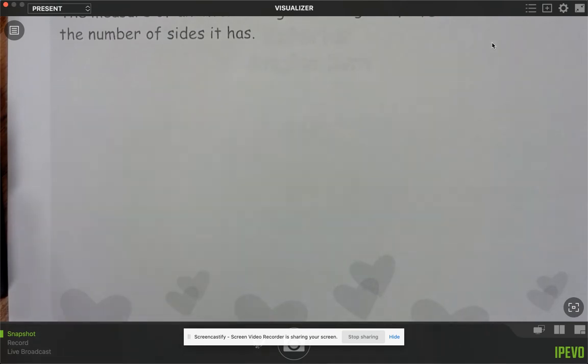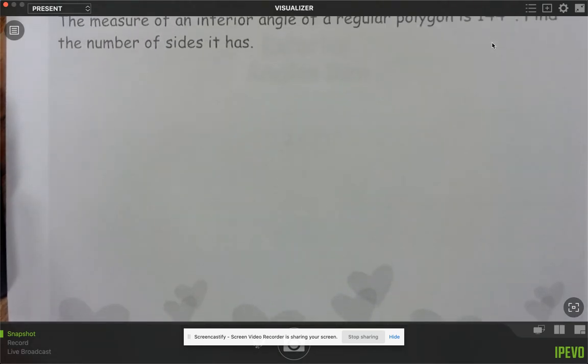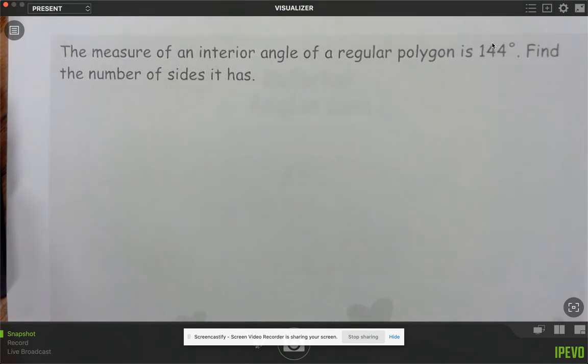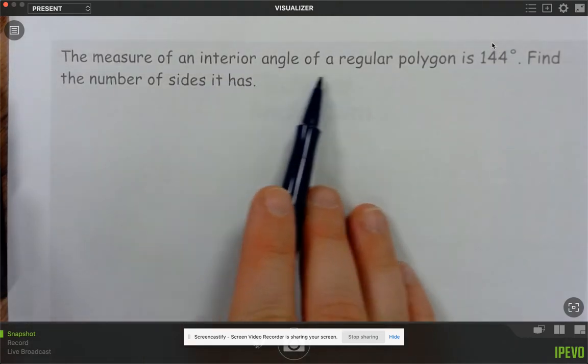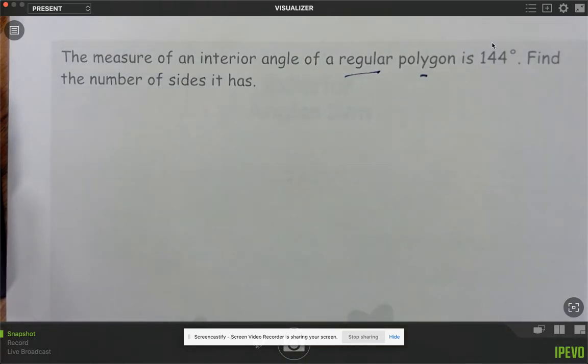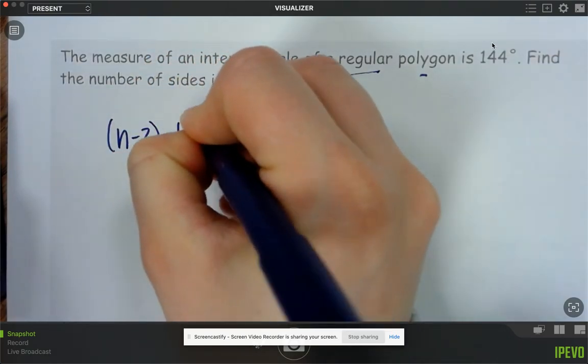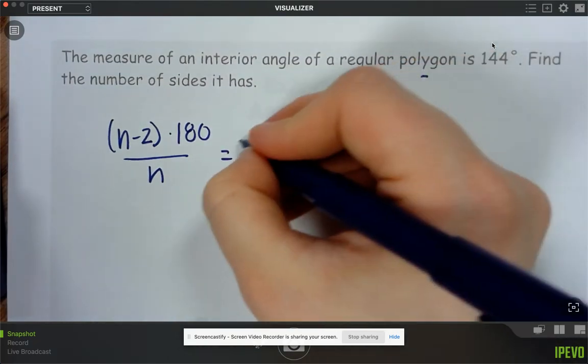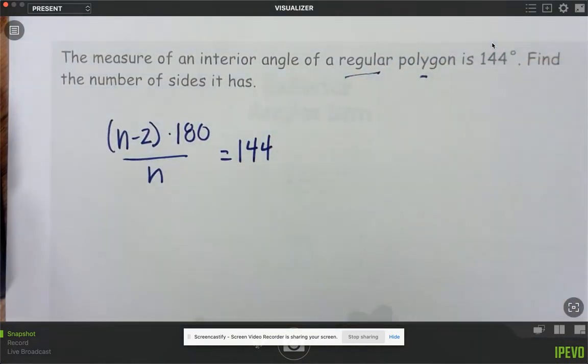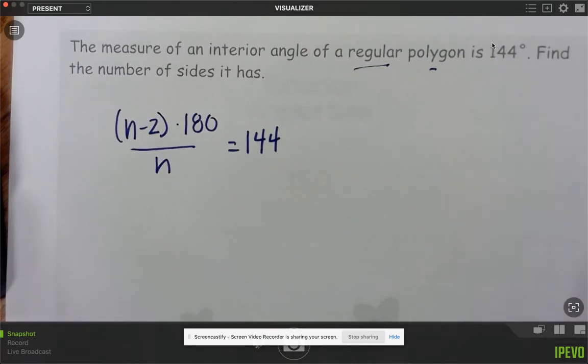Now let's see if we can work backwards. This time, we are told the measure of an interior angle of a regular polygon is 144 degrees. We want to find the number of sides it has. So this time we know what the angle equals, but we don't know how many sides there are to this polygon, and that's what we're trying to figure out. So we're still going to start with that formula, but we know it equals 144 because we know the angle measure inside is 144. So now our job, oops, sorry kids, is to figure out what n is.